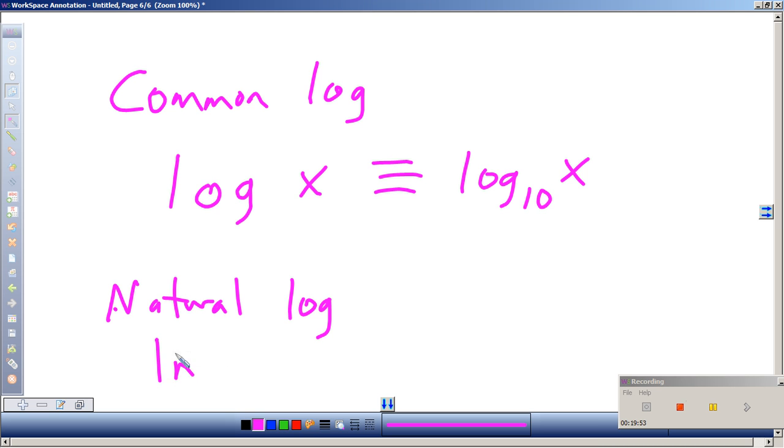So, you have this button ln. This is known as the natural log, which is in all ways equivalent, so it's defined as log base e.